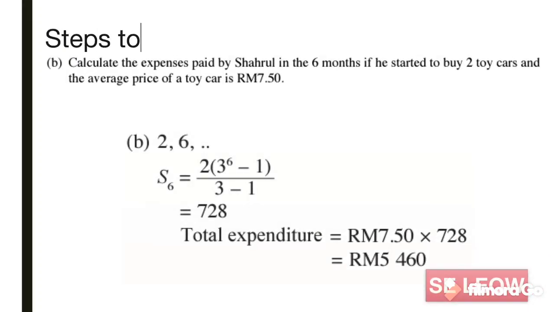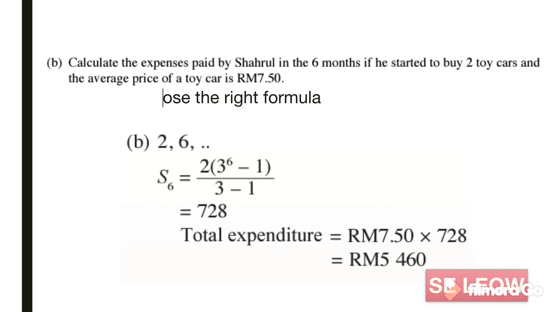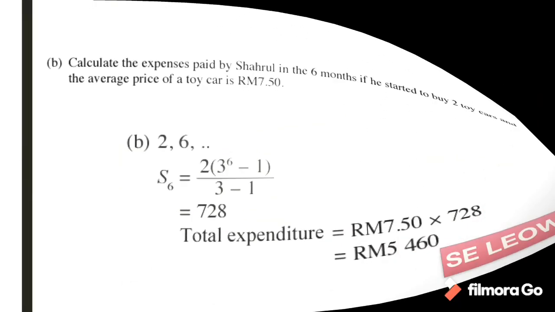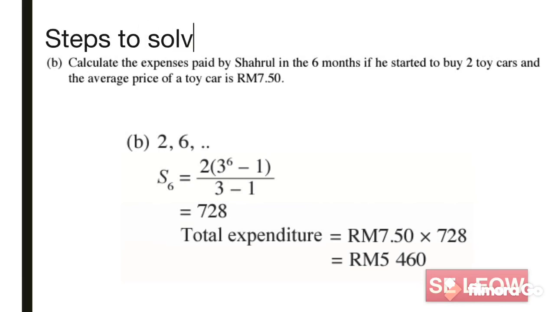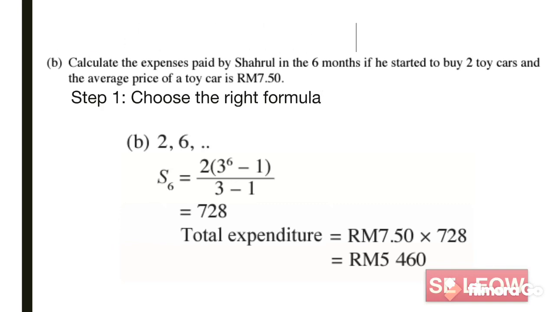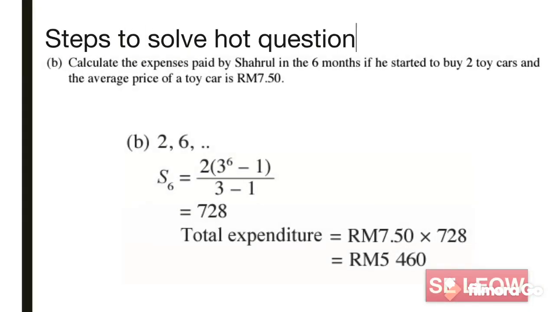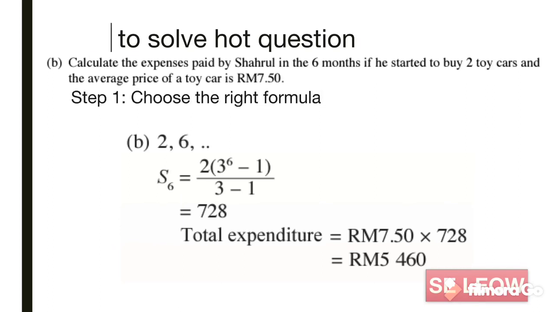So for part B, you list out the first two terms. So r is 6 over 2, which is 3. So the sum for the first 6 terms because of 6 months, so you find S6. So your answer is 728. Because the price of the toy car is 750 cents, you just take the number 728 times 750 cents. So your answer is 5,460. Okay, that's the answer for part B.